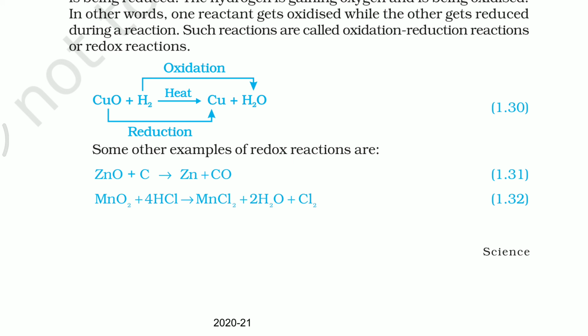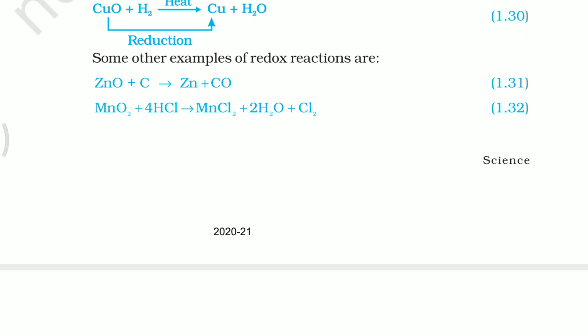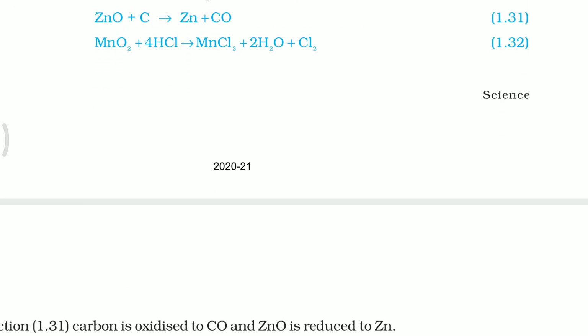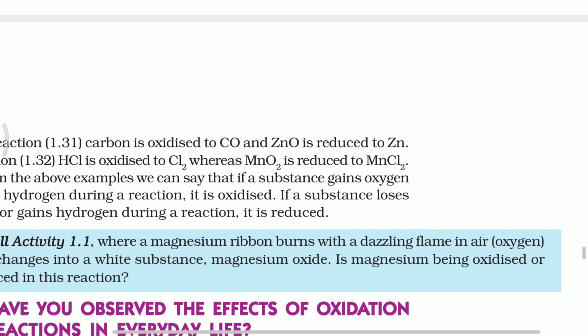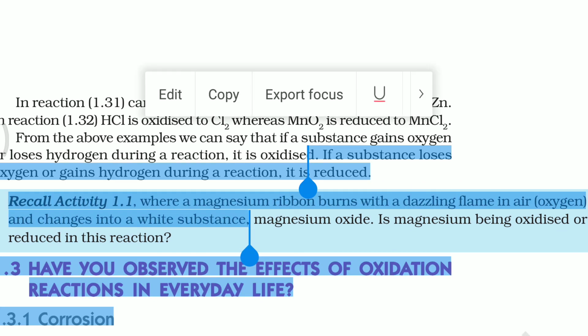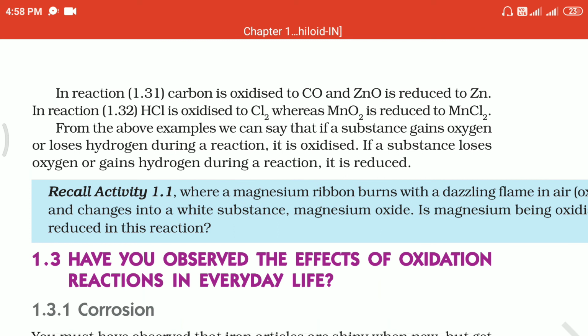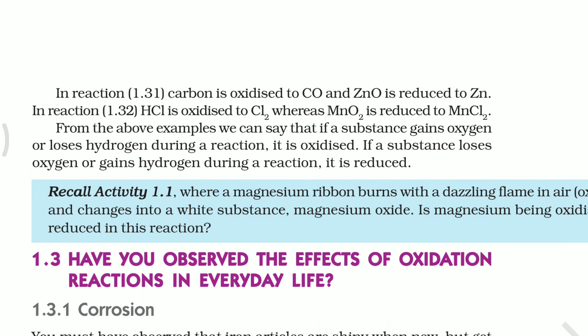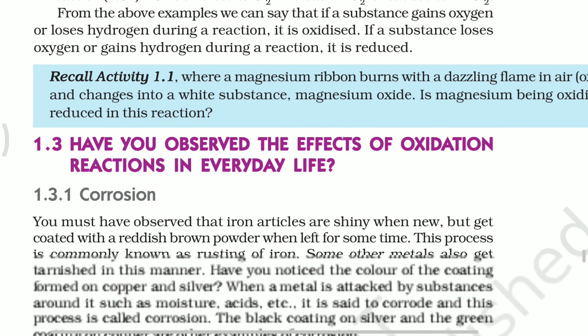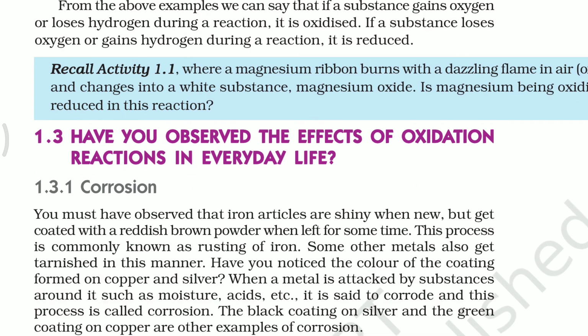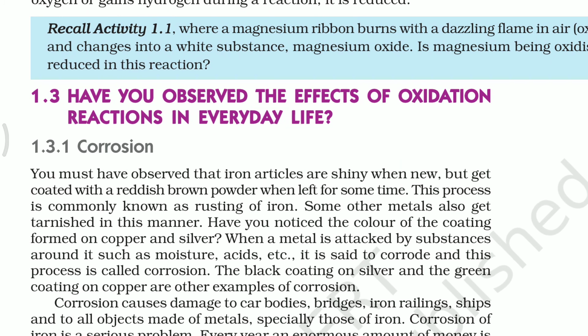MnO2 plus 4HCl gives rise to MnCl2 plus 2H2O plus Cl2. This is also a familiar example of a redox reaction. So you do it on your own. Here they have given clearly that carbon is oxidized to CO, and ZnO is reduced to zinc. So these are all different types of oxidation-reduction reactions.